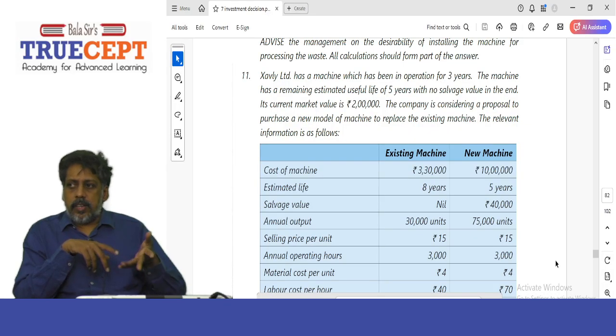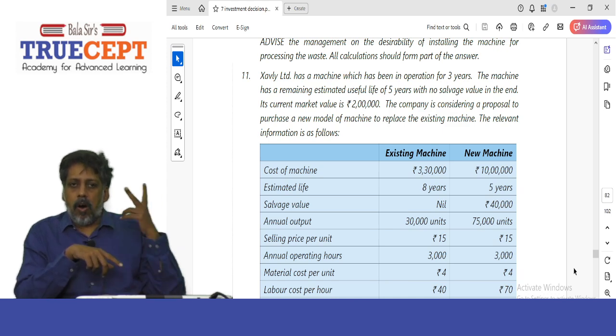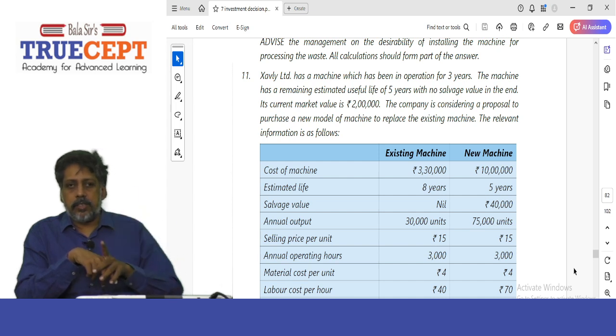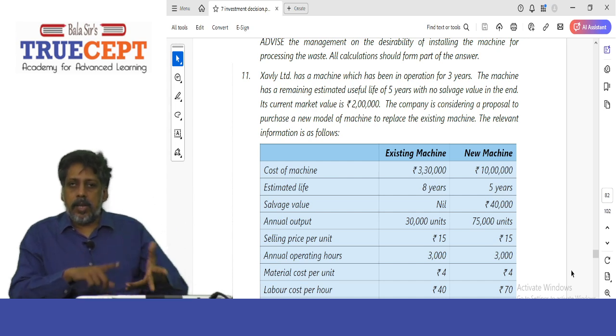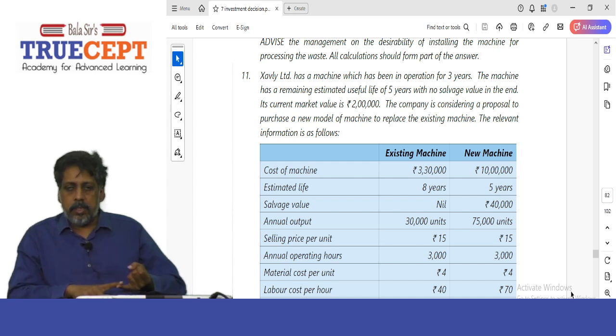Okay, so guys, let us start with practice question number 11 from your study mat on investment decision. Now, this is an example where you have been using an old machine and the question is whether you should replace that with a new machine. Now, let's go ahead and take on this question.